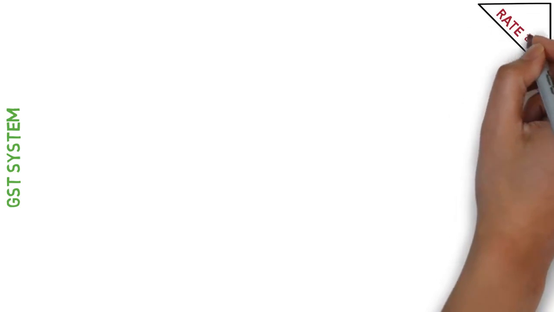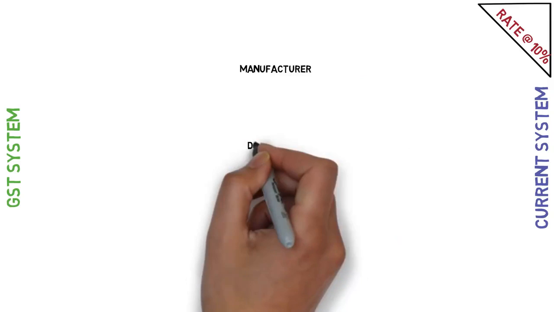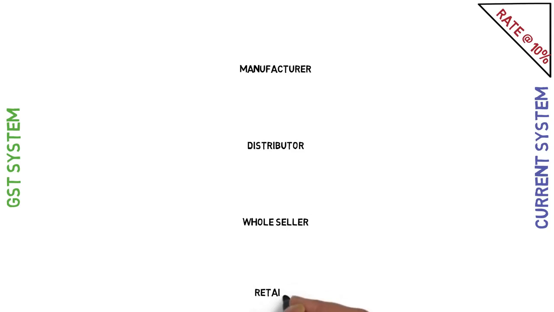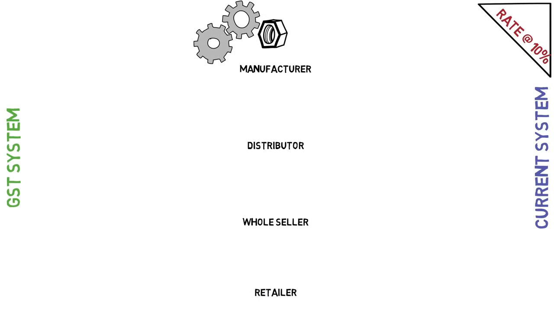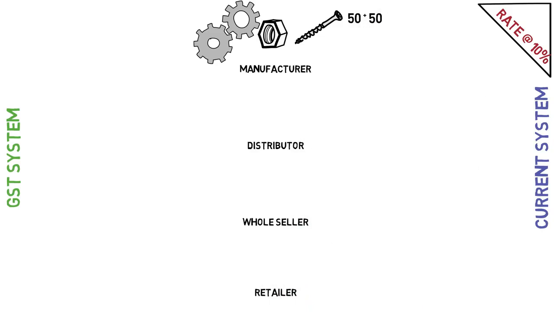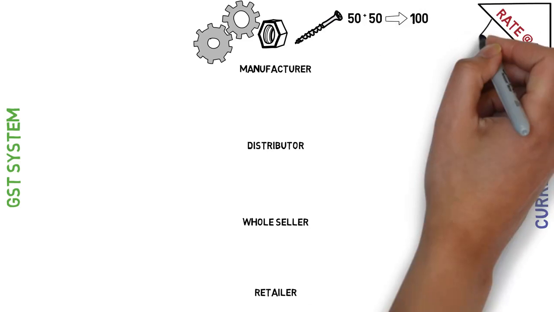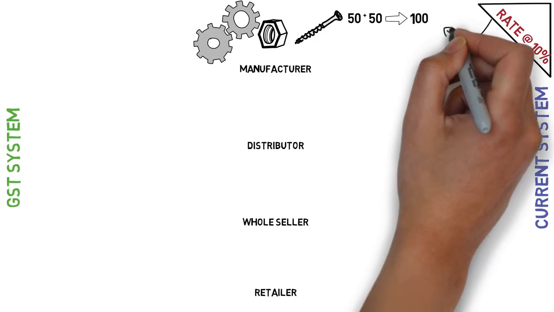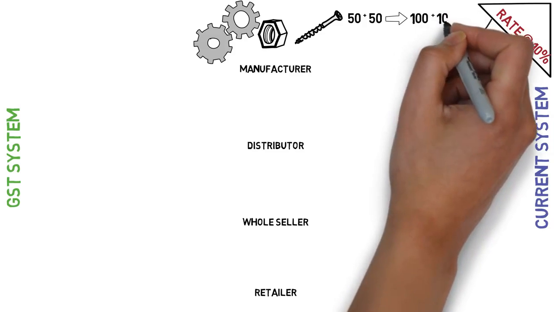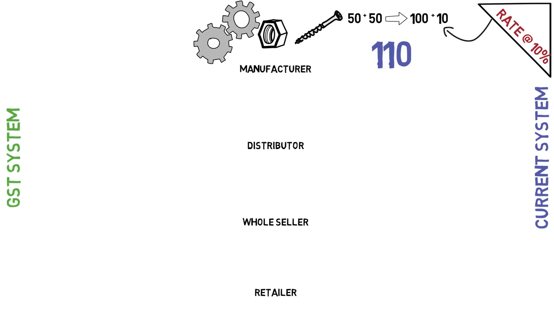Consider a simplified tax rate of 10% at each level. There are generally 4 levels: manufacturer, distributor, wholesaler and retailer. Manufacturer buys raw material, let's say of rupees 50, and manufacture the product, which adds 50 rupees value to it. So the product becomes of 100 rupees. And for selling this product, he needs to pay 10% tax, which is 10 rupees. So the cost of product for distributor is 110 rupees.